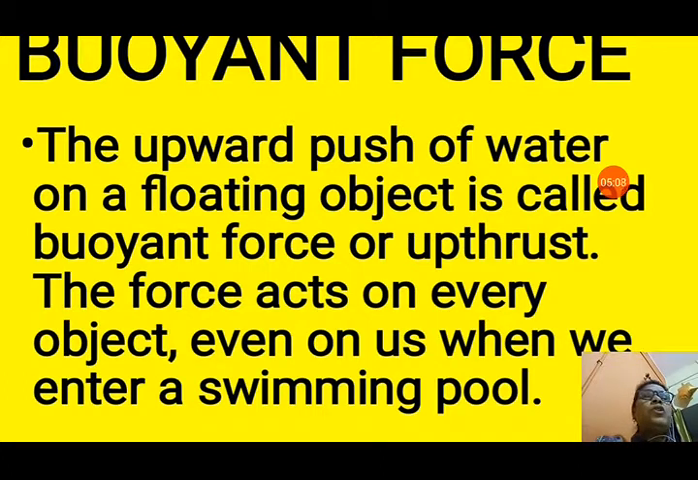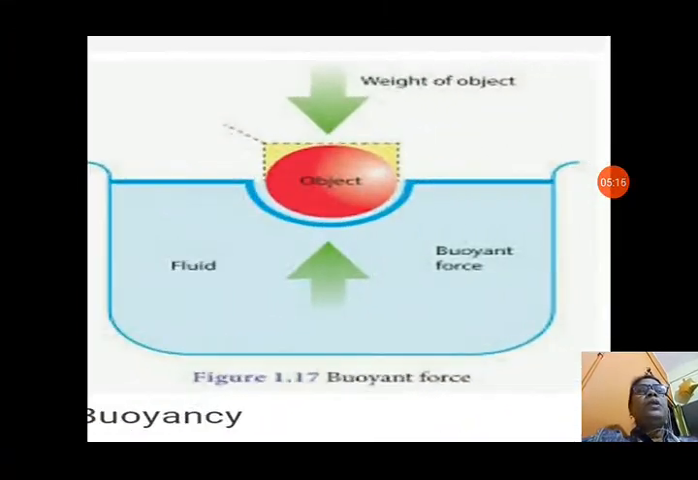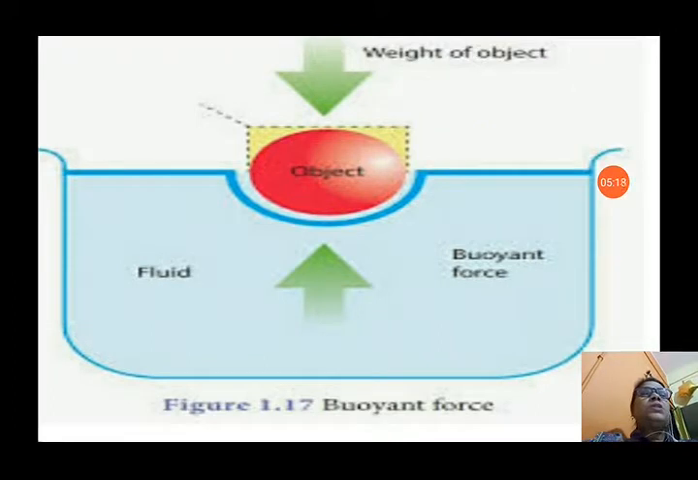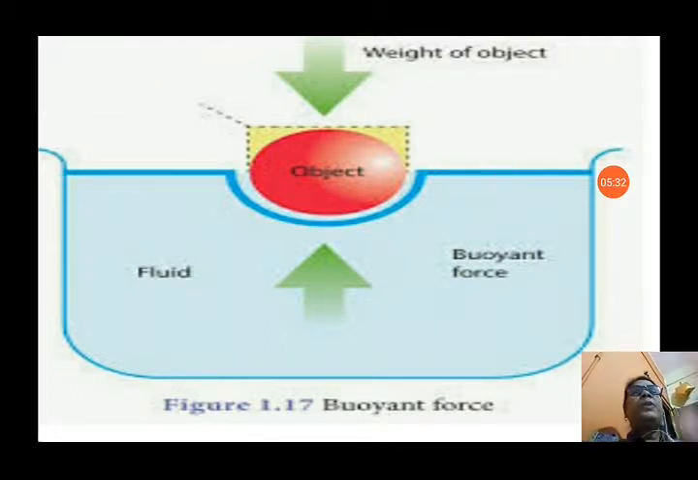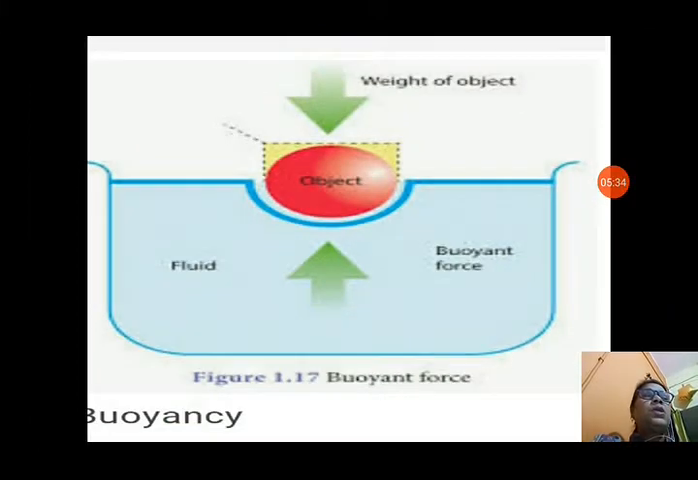The force acts on every object, even on us, when we enter a swimming pool. We can swim in the swimming pool due to this force only. You can see the object and the arrow going in the opposite direction. The weight of the object is downward due to the gravitational force, but the water pushes the object upward, so it can float on the water. This is buoyant force or upthrust.